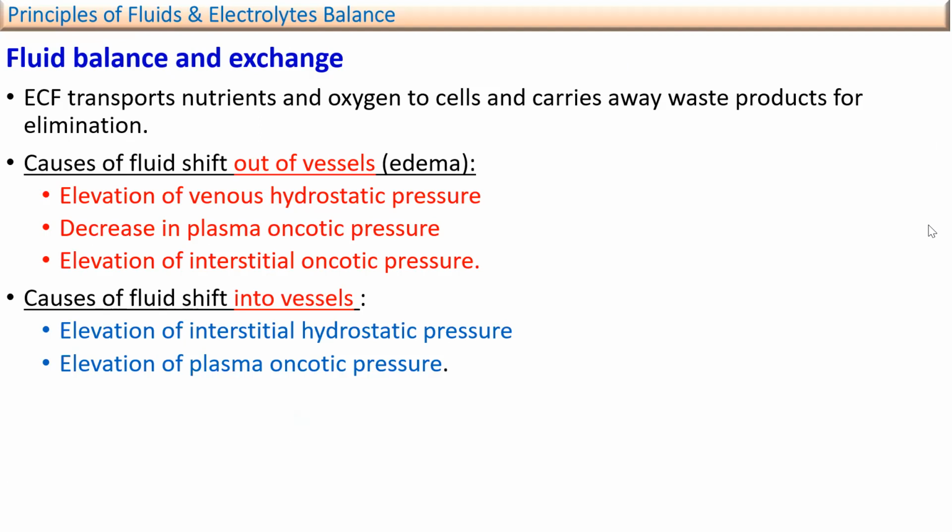The fluid balance and exchange. The extracellular fluid transports nutrients and oxygen to cells and takes away waste products for elimination. So the causes of fluid shift out of the blood vessels: the fluid is going to move out of the blood vessels to the interstitial space. In other words, edema or swelling will develop.